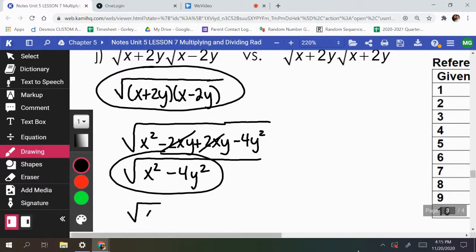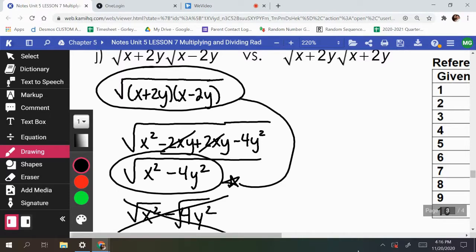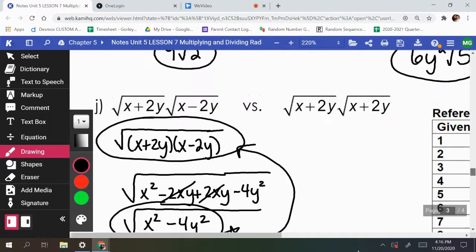The reason I leave it in factored form is because if it's multiplied out like this, you cannot do this. You cannot just square root individual parts. You can't do that. If I'm ever given the standard form of something, I always try to factor it because that's when we're going to be able to simplify it as if it's in factored form.